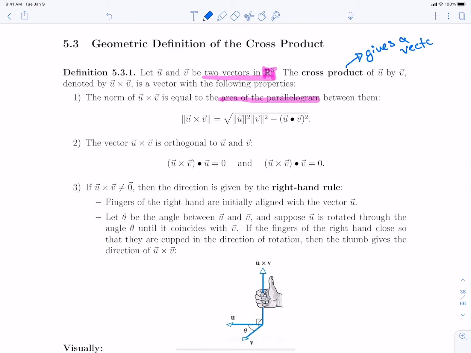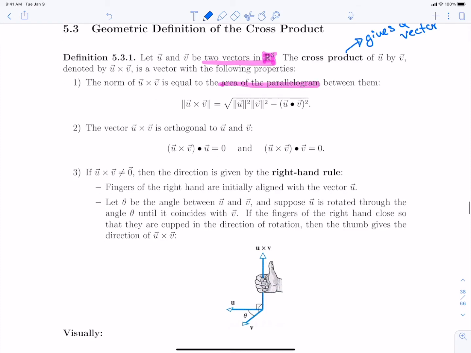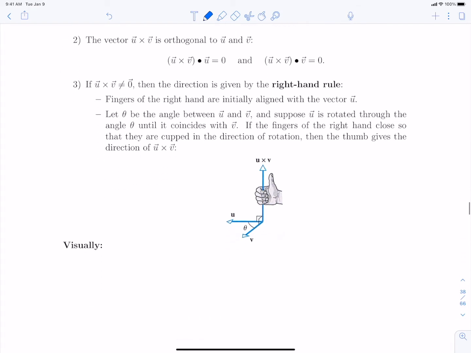We haven't actually defined the algebraic way of finding the cross product yet, but unlike the dot product that gives you a scalar, the cross product gives you a vector. Now, if we think about two vectors, u and v, and we talk about finding something that's orthogonal to both of them, there's going to be more than one vector that's orthogonal to both of them because of direction.